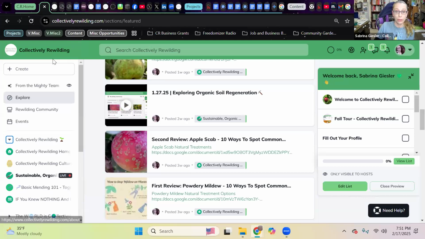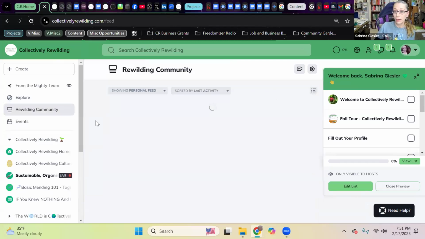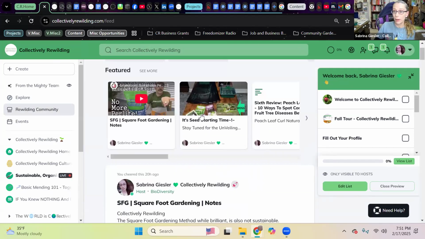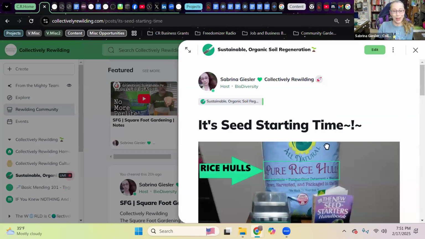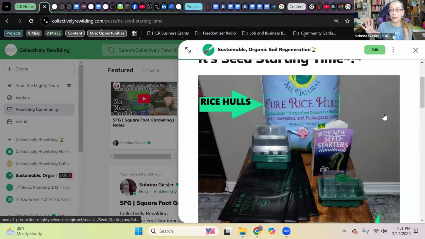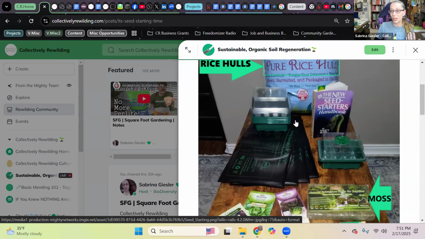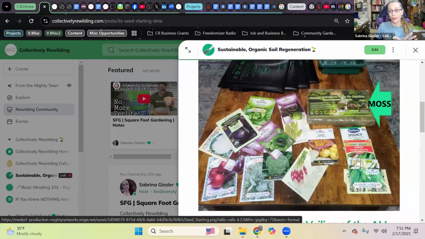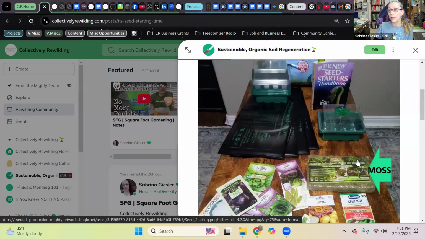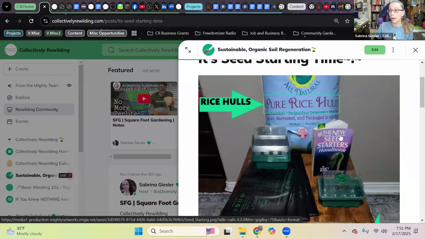Go into the Rewilding community, and it should be right towards the top here. Yes, all right. This is some of what my setup is right now as I'm going forward. Everything's starting to speed up. We have so much to talk about. We may not get to it all today, so we're going to move to weekly classes. And this is a mixture of a lot of the different things that I'm working on here at Collectively Rewilding, all right?